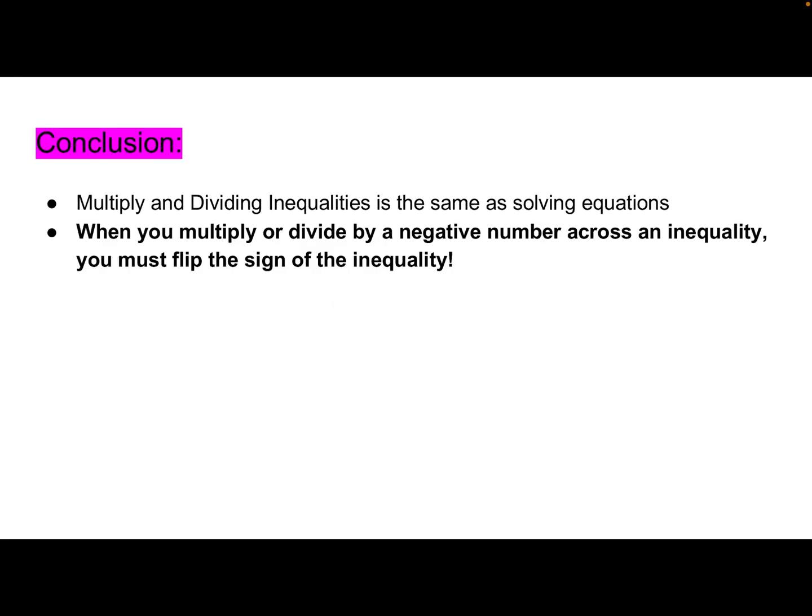All right. So our conclusion for today, multiplying and dividing inequalities is practically the same as solving equations. However, the key thing to remember is when you multiply or divide by a negative number across an inequality, you must flip the sign of the inequality. So make sure we're remembering that and make sure we're getting these inequalities down here. You guys did so well in equations, so we want to make sure we keep that energy going through inequalities here.